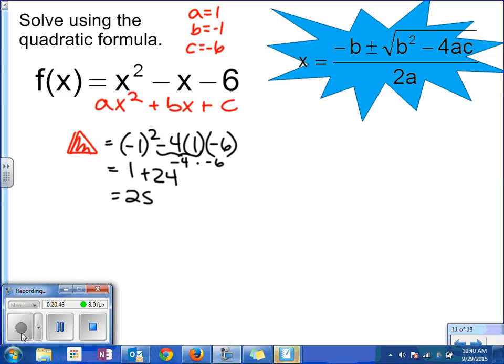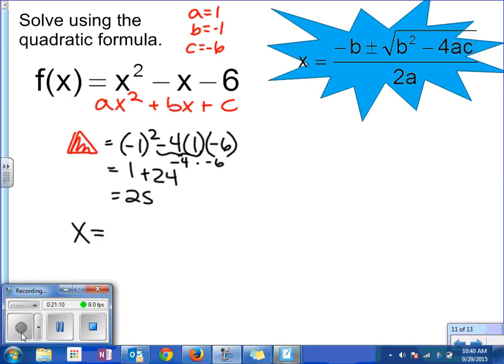If you got negative 23, that means you are missing that negative sign, so be careful with that negative 4ac. If one of A or C is negative, then it will really be a plus. If they're both positive or they're both negative, it will stay negative. Then we'll plug it into our quadratic formula and check this.